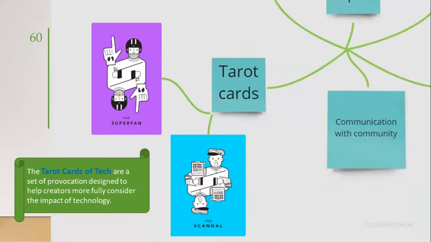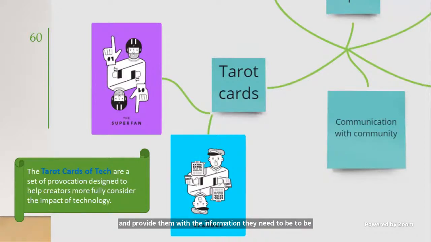Our second card is the super fan, and it asks about the negative or positive impact that the community could cause. And the answer is wrong decisions taken due to lack of information, and that's why we need to train the community and provide them with the information they need to be able to have a positive impact on the mission.